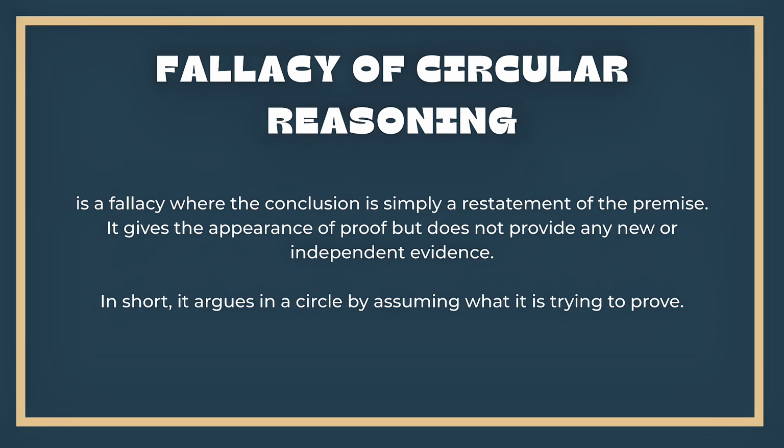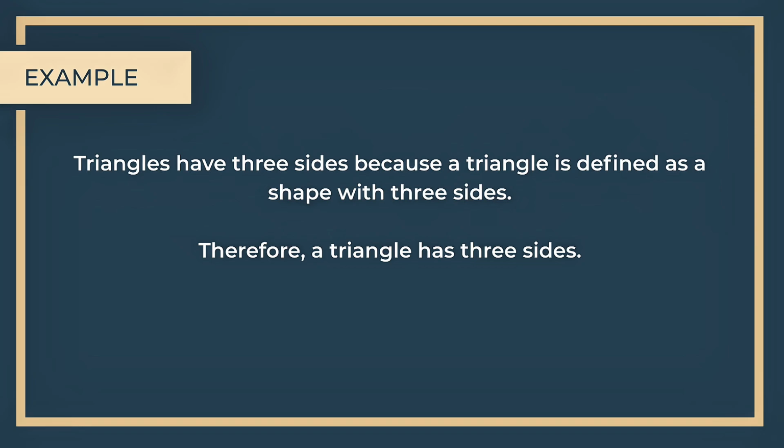Fallacy of circular reasoning. Circular reasoning is a fallacy where the conclusion is simply a restatement of the premise. It gives the appearance of proof, but does not provide any new or independent evidence. In short, it argues in a circle by assuming what it is trying to prove. For example, triangles have 3 sides because a triangle is defined as a shape with 3 sides. Therefore, a triangle has 3 sides.